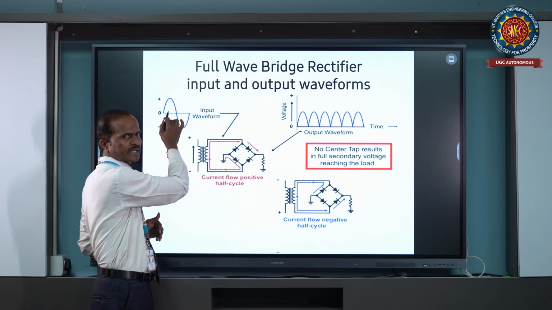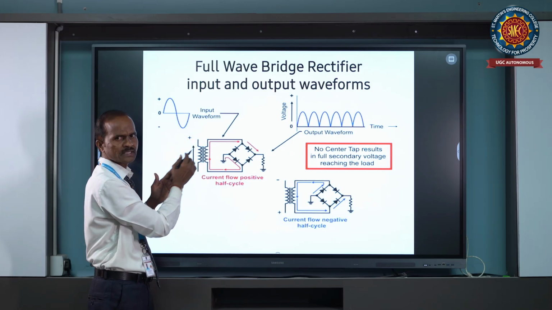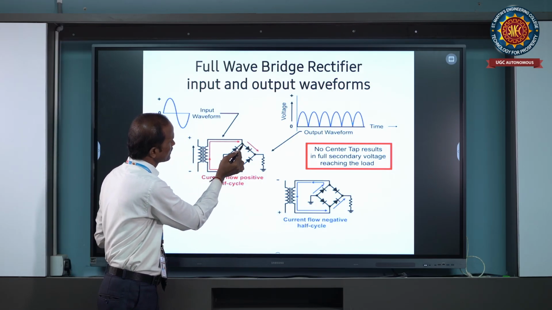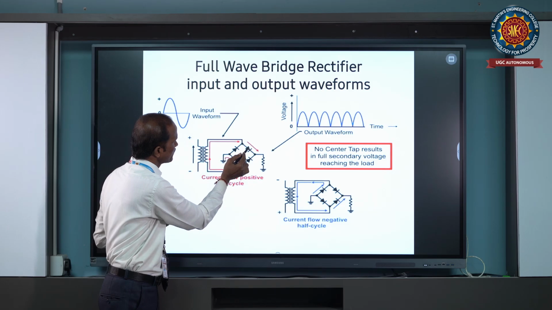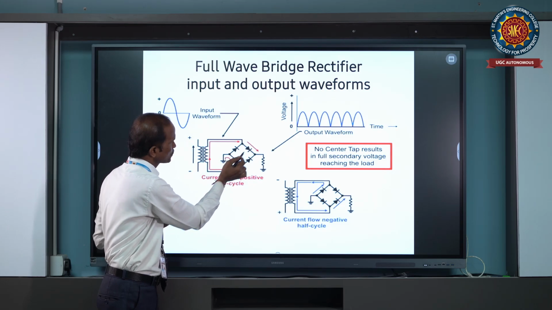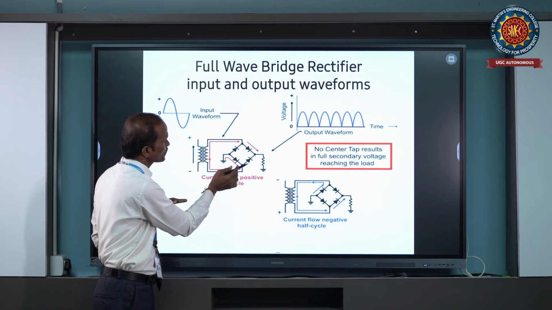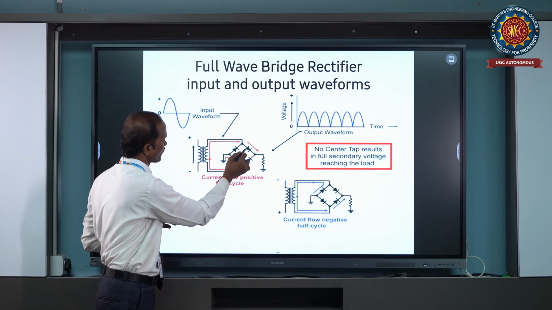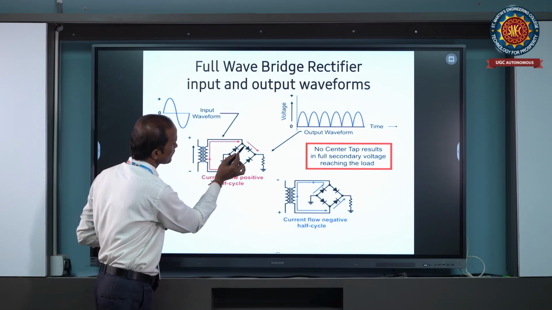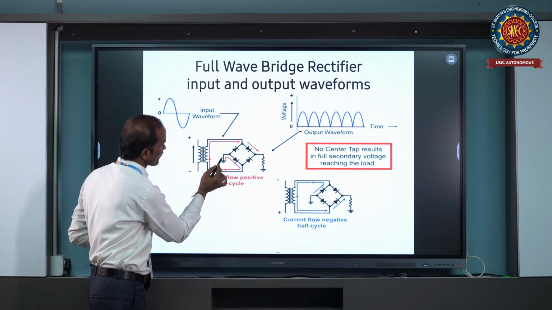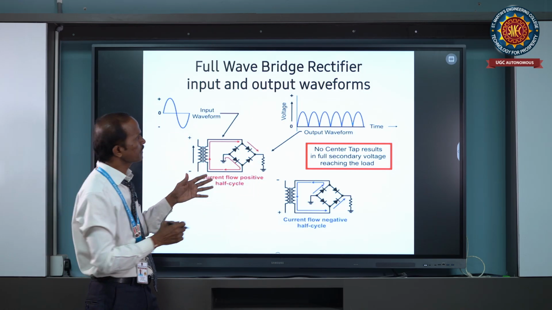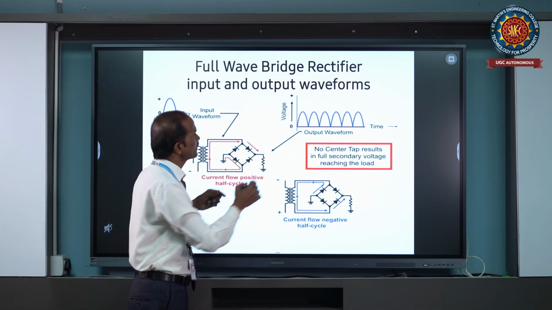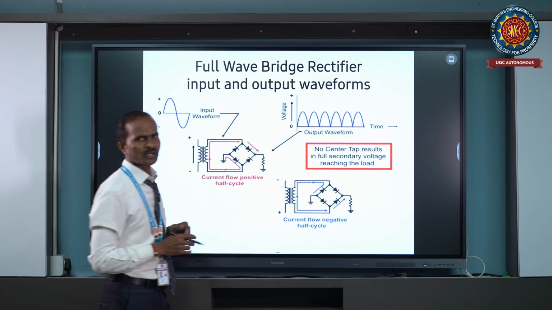Now during the positive half cycle of the input signal, what is the condition of the diodes? See here, during the positive half cycle, these two diodes become forward biased, and the remaining two diodes are in reverse bias condition. Because of these two forward biased diodes, the current is passing through like this, through the load resistor RL, therefore we are getting output across the load resistor RL.